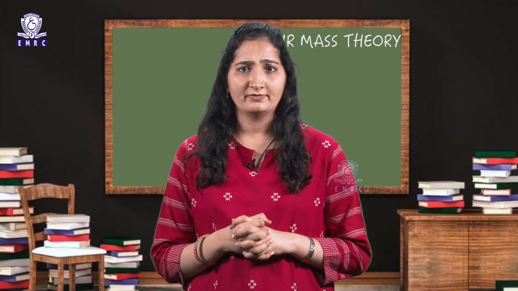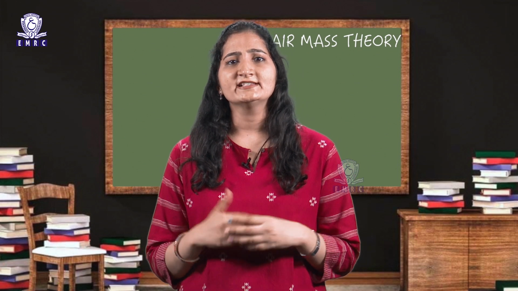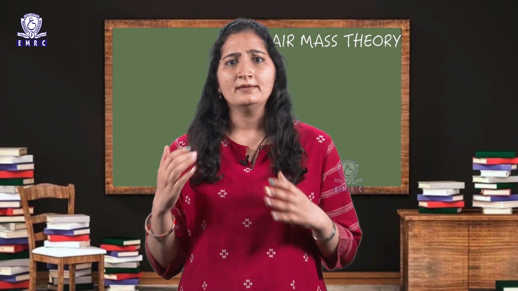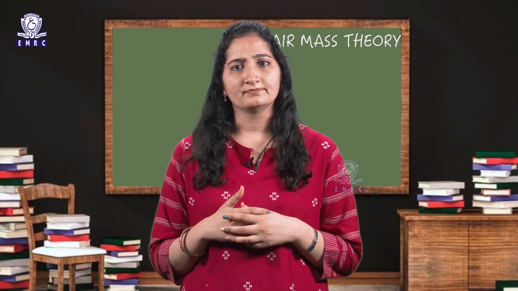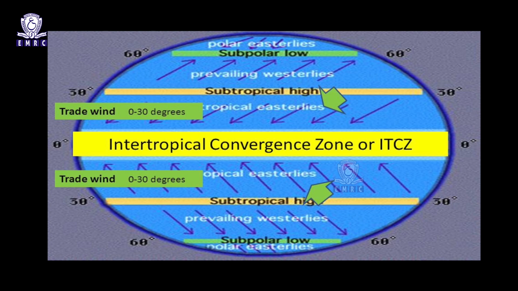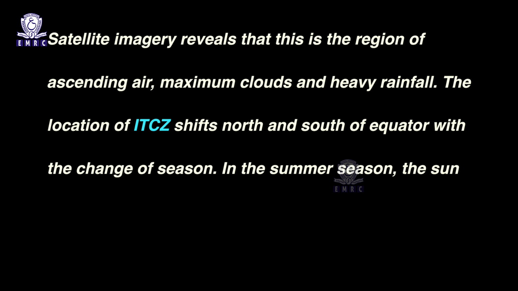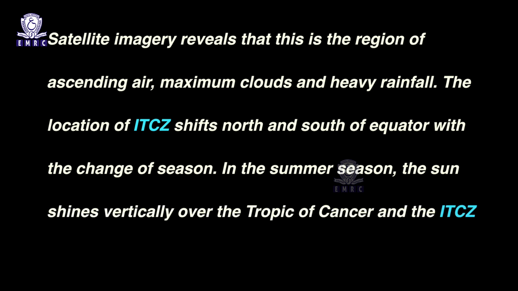Air mass theory. The southeast trade winds in the southern hemisphere and the northeast trade winds in the northern hemisphere meet each other near the equator. The meeting place of these winds is known as the intertropical convergence zone. Satellite imagery reveals that this is the region of ascending air, maximum clouds and heavy rainfall. The location of the ITCZ shifts north and south of the equator with the change of the season.